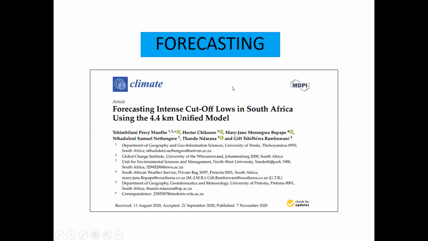And then now we are going to the forecasting part. This is the paper I spoke about, which was published last year, on forecasting intense cutoff lows using the UM model, the 4.4 unified model.